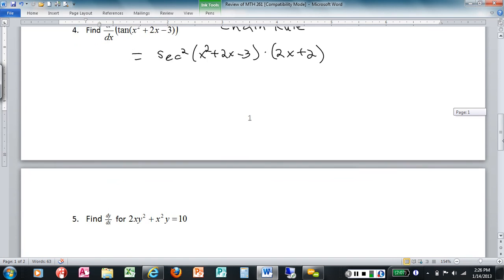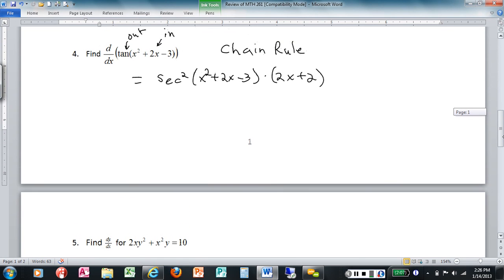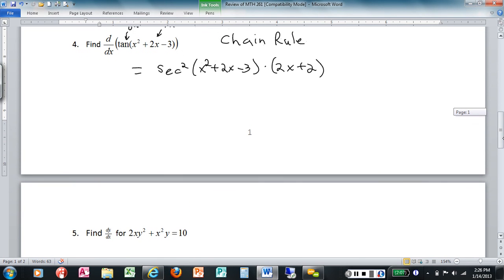But we also had that on number 5. Is that okay on number 4? Any question or concern on number 4? I don't think there's any simplifying there, so I'm just going to leave it like that. Okay?